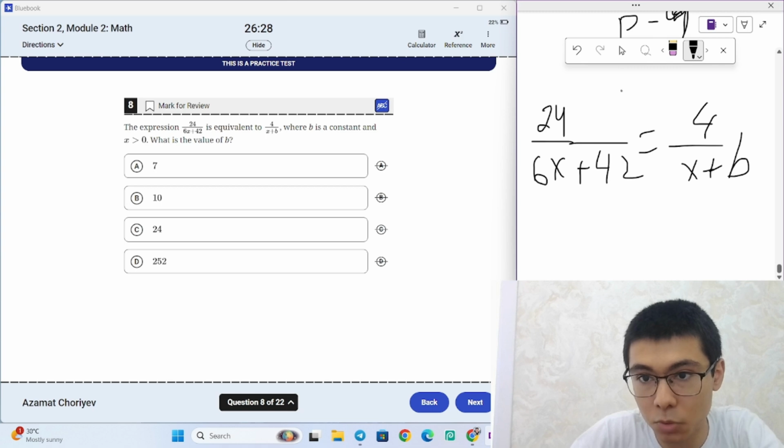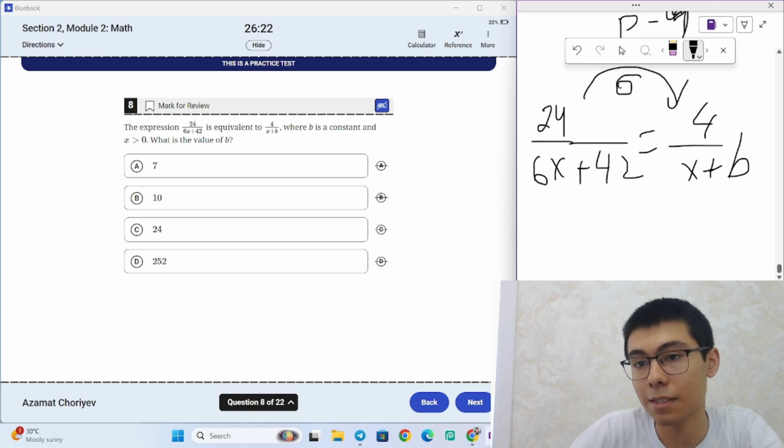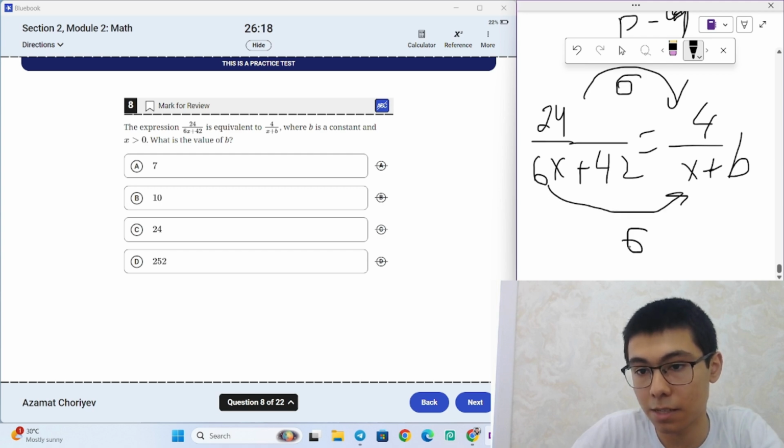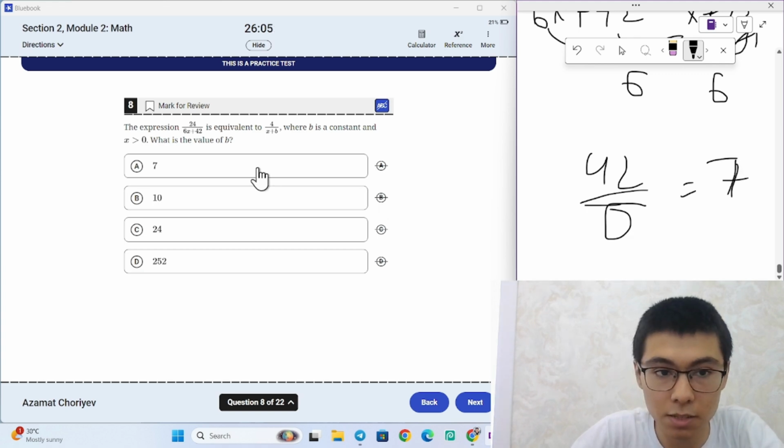The first thing that I'm noticing is that it's divided by 6. So this one as well is divided by 6, and hence even this one's going to be divided by 6. 42 divided by 6 is gonna be 7. So the answer is A.